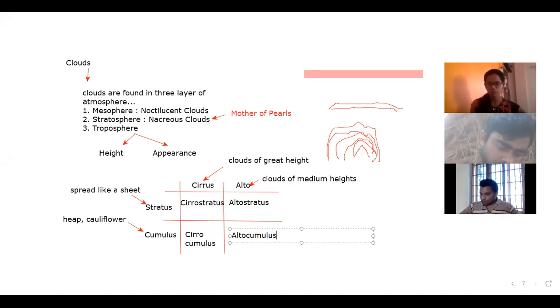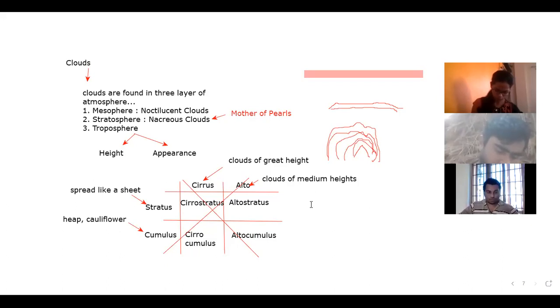Now the important point here is that none of these clouds bear the rain. Okay, none of these clouds bear the rain. They come and go. Okay, none of these clouds bear the rain. And there is a special category of clouds which bear the rain. Those are called the nimbus clouds. Nimbus clouds are those clouds which bear the rain.